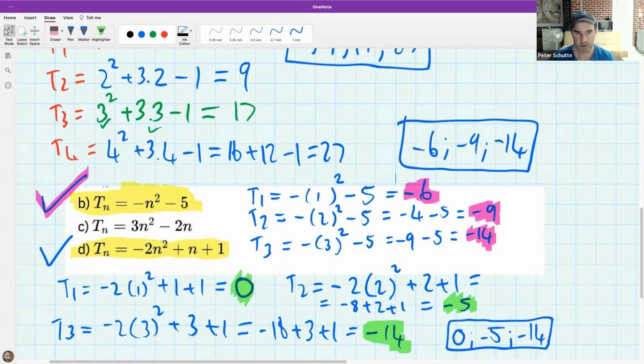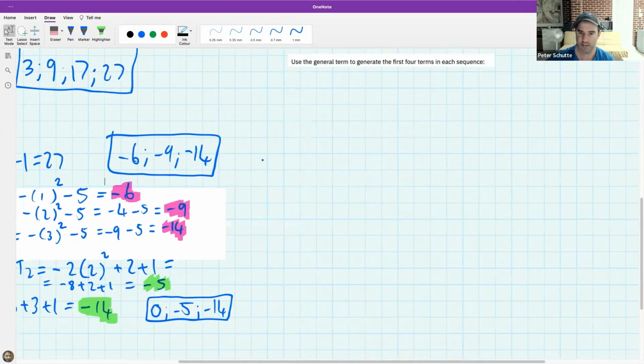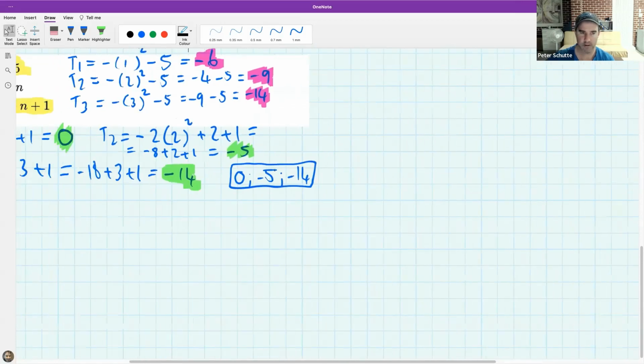So again, whenever you are given a general term formula, you can work out the first three terms, you can work out the 50th term. All you need to do is substitute into that formula. Okay, cool. So I'm going to move on to one more. Actually, I think it's time for our brain break. Let's have our brain break.